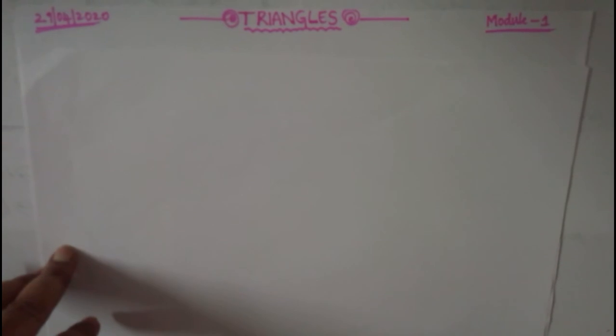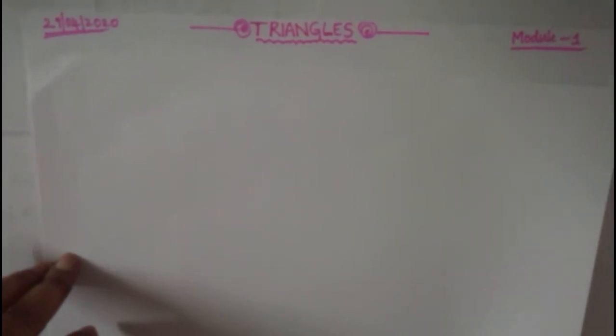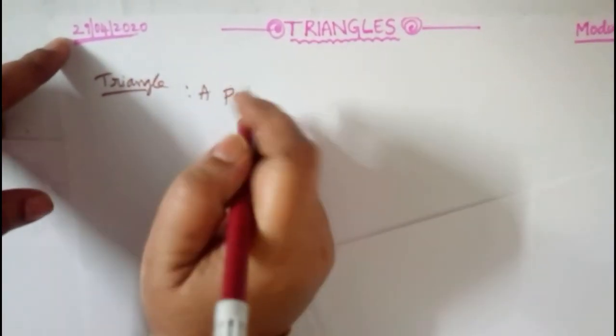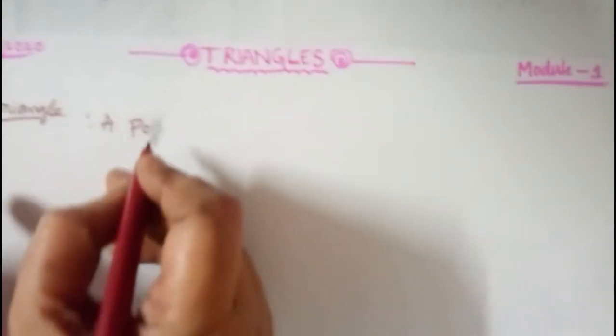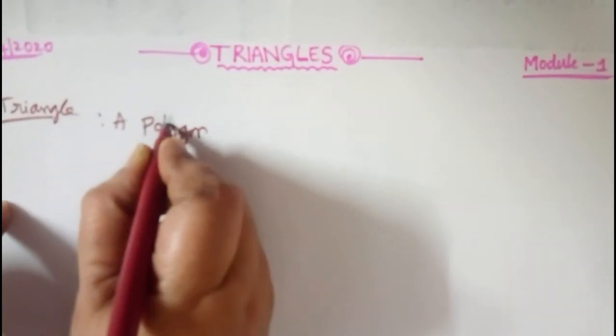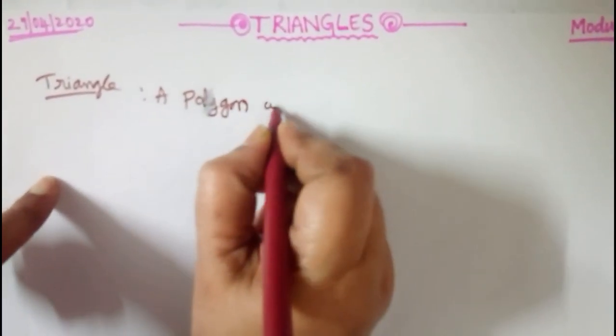You have studied about triangles and their various properties in your earlier classes. Can you tell me what is a triangle? A triangle is a polygon with three sides.